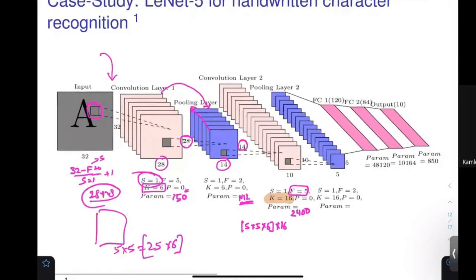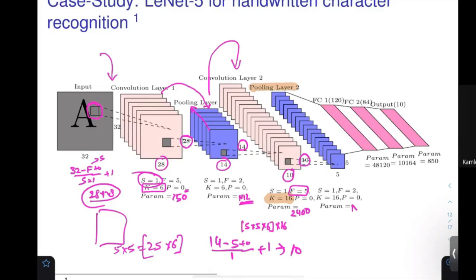So what is the output size? Output size again 14 cross 14. So it is 14 minus 5 plus 2p, which is 0, divided by stride, which is 1, plus 1. It comes out to be what? 15 minus 5, it is 10. So therefore the output is of 10 cross 10. Okay. After that, again there is a pooling layer, and this is again the max pooling layer that actually finds the maximum.